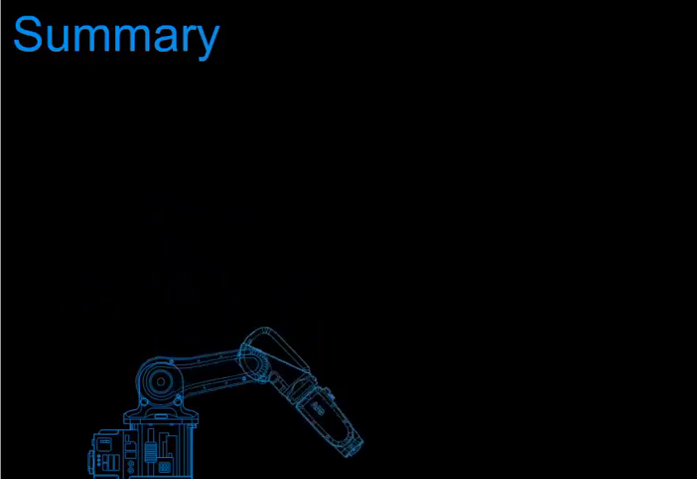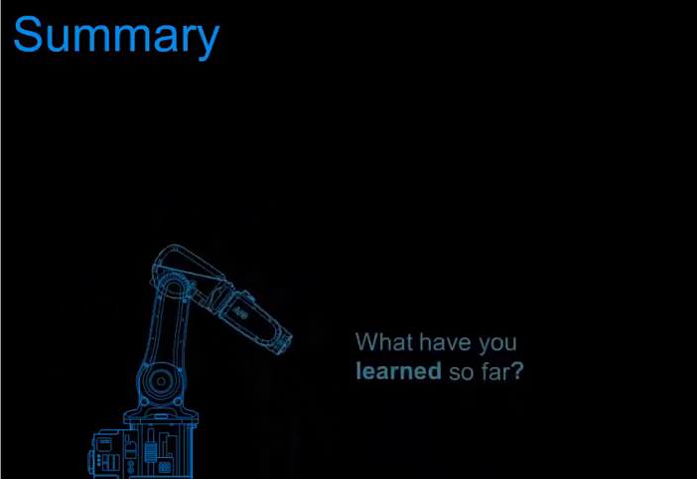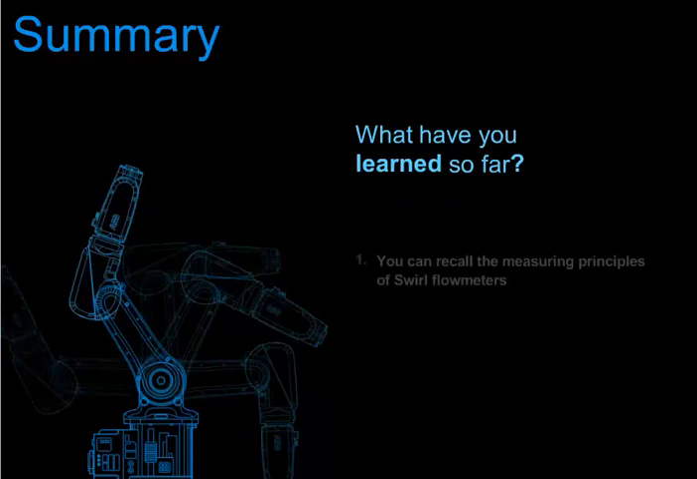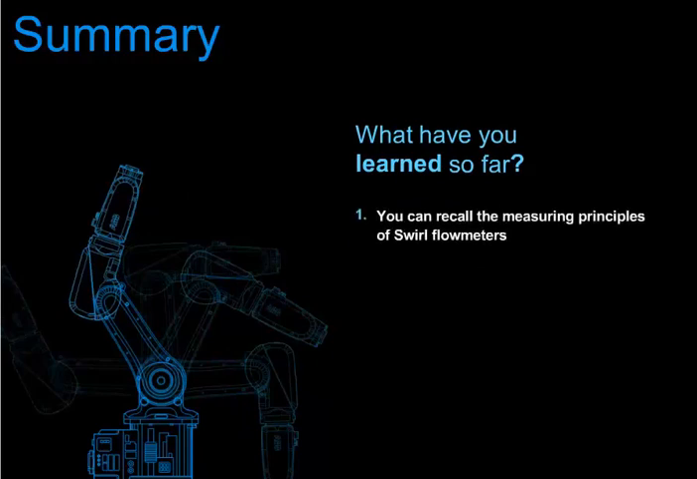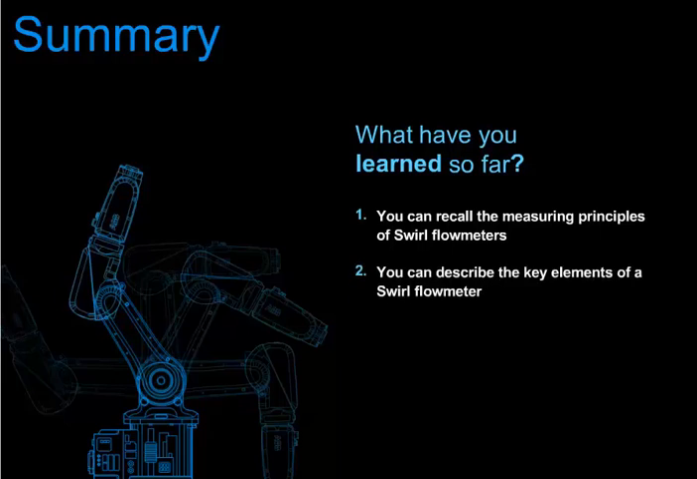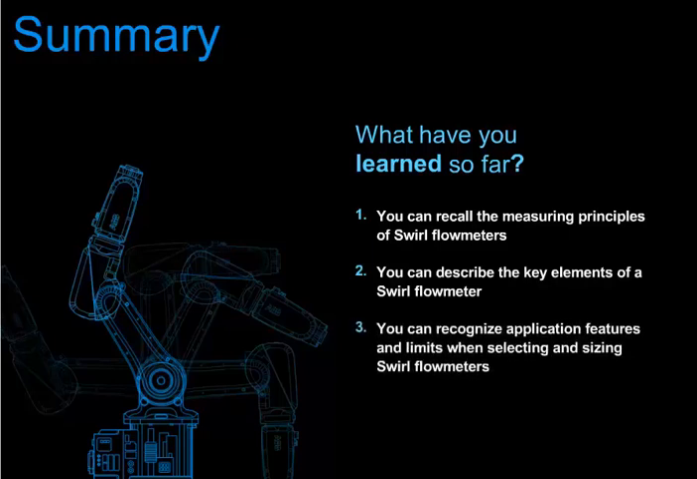Now, let's summarize this learning module. What have you learned so far? You can recall the measuring principles of swirl flow meters. You know the key elements of swirl meters: bluff body, piezo sensor and transmitter with intelligent sensing algorithm. You can recognize application features and limits when selecting and sizing swirl flow meters.